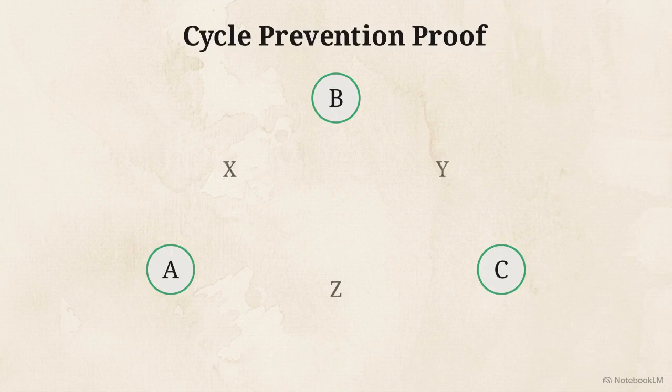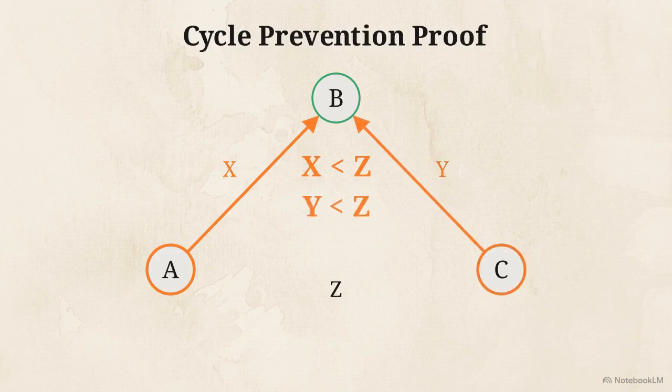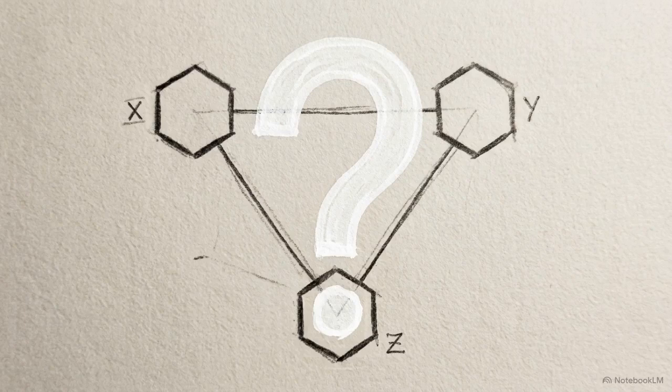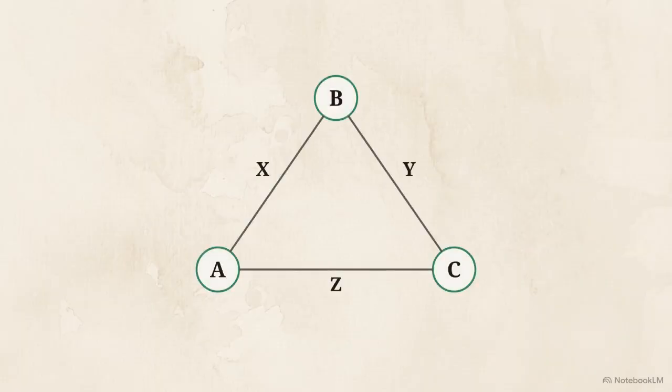Look at this mathematical proof. Three nodes, A, B, and C, form a triangle connected by unknown edge weights x, y, and z. If node A chooses x over z, x must be strictly less than z. If C chooses y, y is less than z. This sets up the critical architectural question. Is it mathematically possible for node B to select edge z, closing the triangle and creating a cycle? The answer lies in our inequalities.